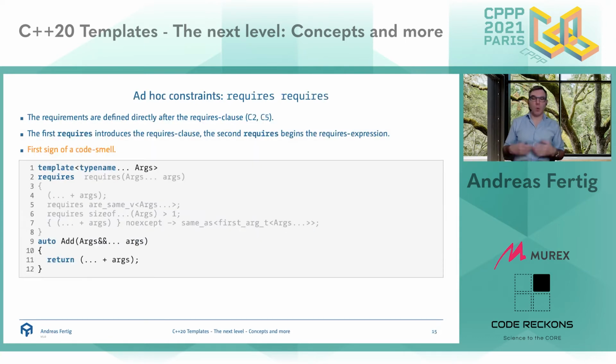And one way to do this is starting with a so-called ad hoc requirement. An ad hoc requirement you're looking at if you see the sequence requires, like in line number 2. The gray part here is the requires expression we built on the previous slides. Okay, that's why it's gray. You already know that. And line number 1, that's the well-known template head from our variant template.